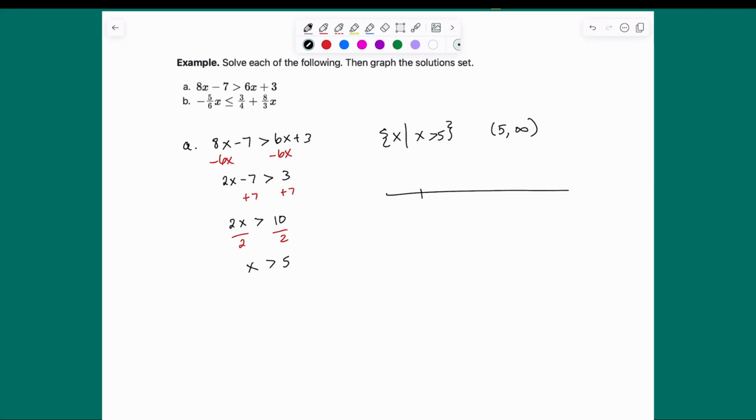For instance, we would have, say, 2, 3, 4, 5, 6, 7, and maybe 8 there. And then have an open circle at 5, indicating we're not including 5, and then shade everything to the right, going that way. That represents all the numbers that are greater than 5.